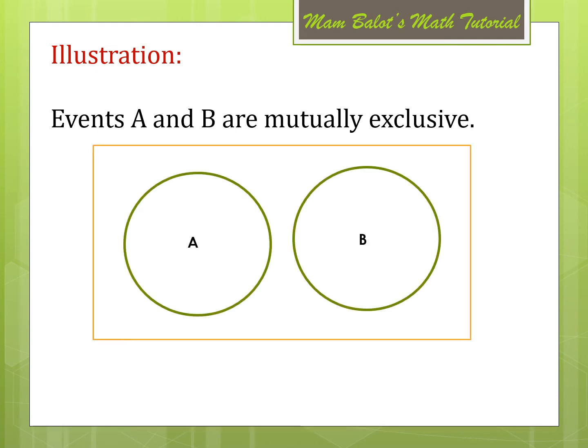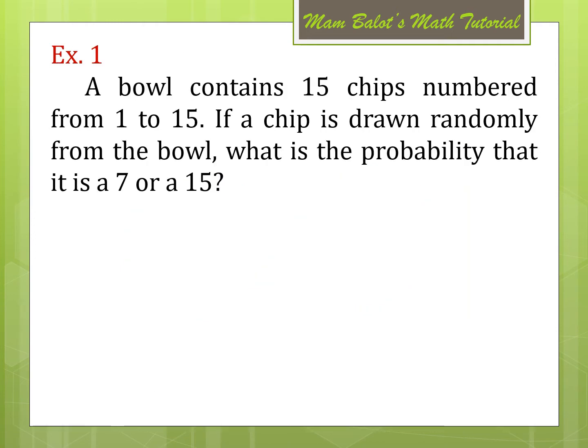Here we have events A and B which are mutually exclusive. Since they don't have an intersection, the circles of the sets are not overlapping. So if we compute the probability of A union B, you have only the probability of A plus the probability of B.